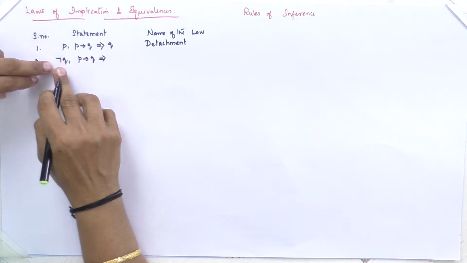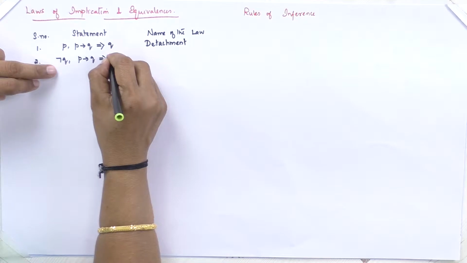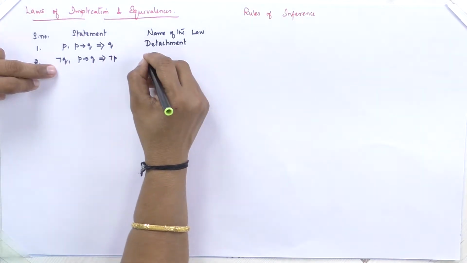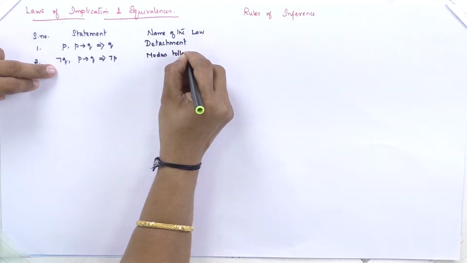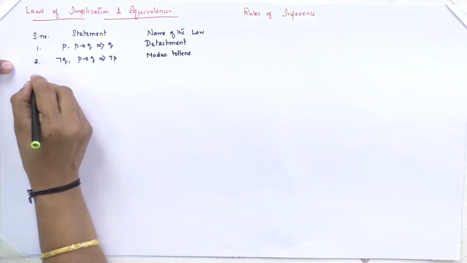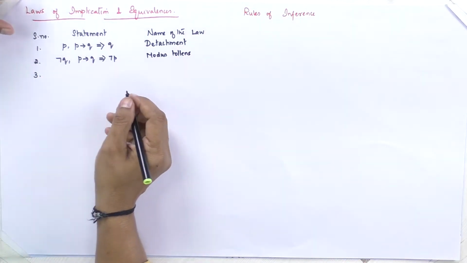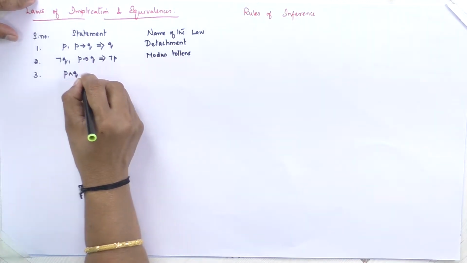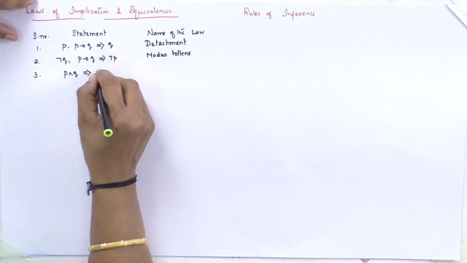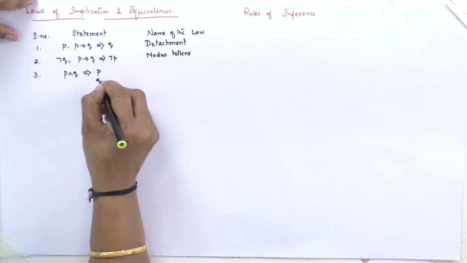The second one is, we'll have negate Q, P conditional Q. So this and this will go off and we'll have here negate P. So that law is called modus tollens.